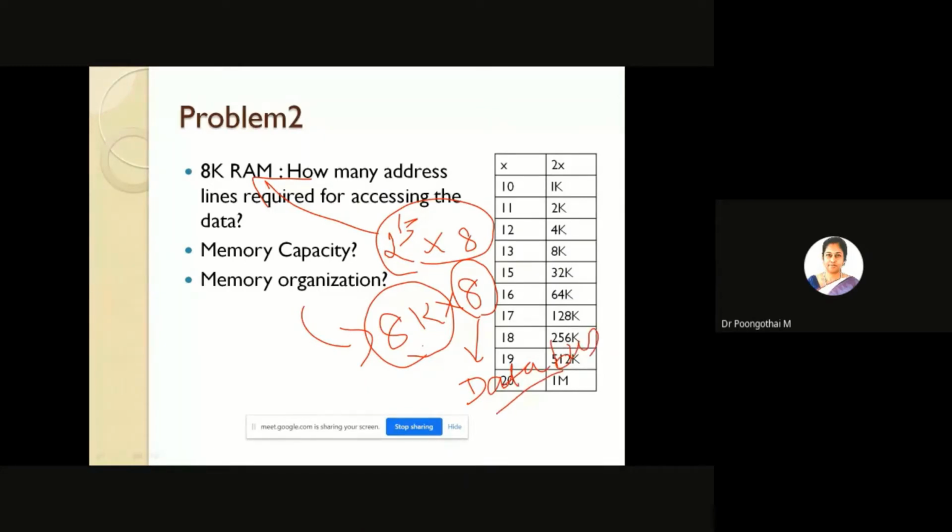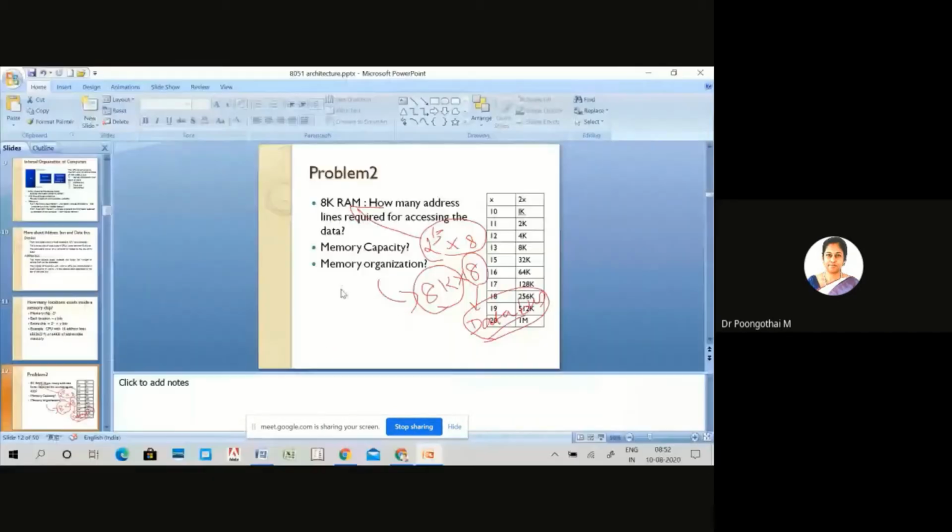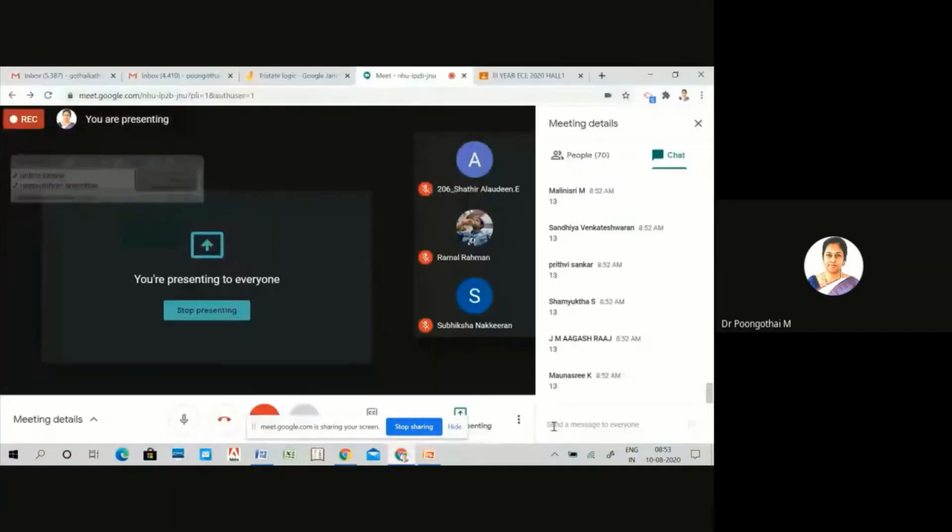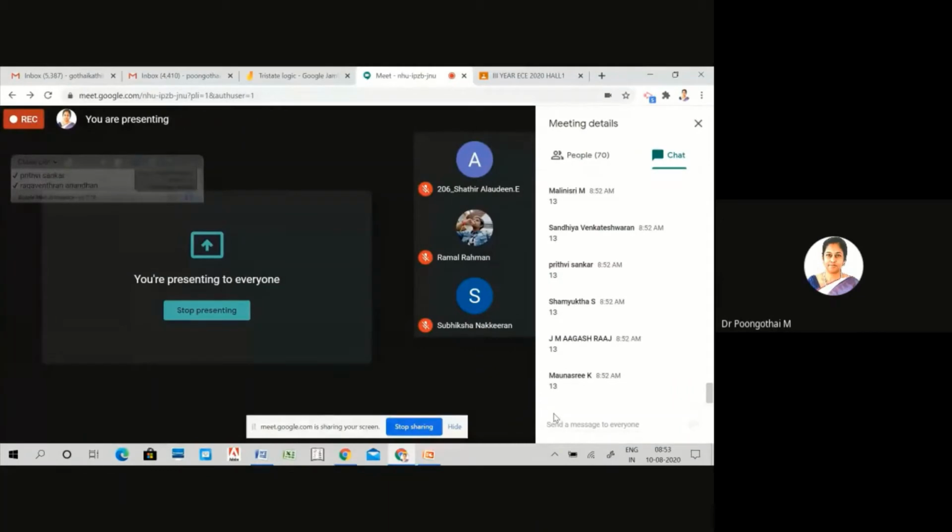In this way, we can identify the number of address lines required for accessing the data in RAM or ROM. You understand? Any doubts? Students, any doubts?